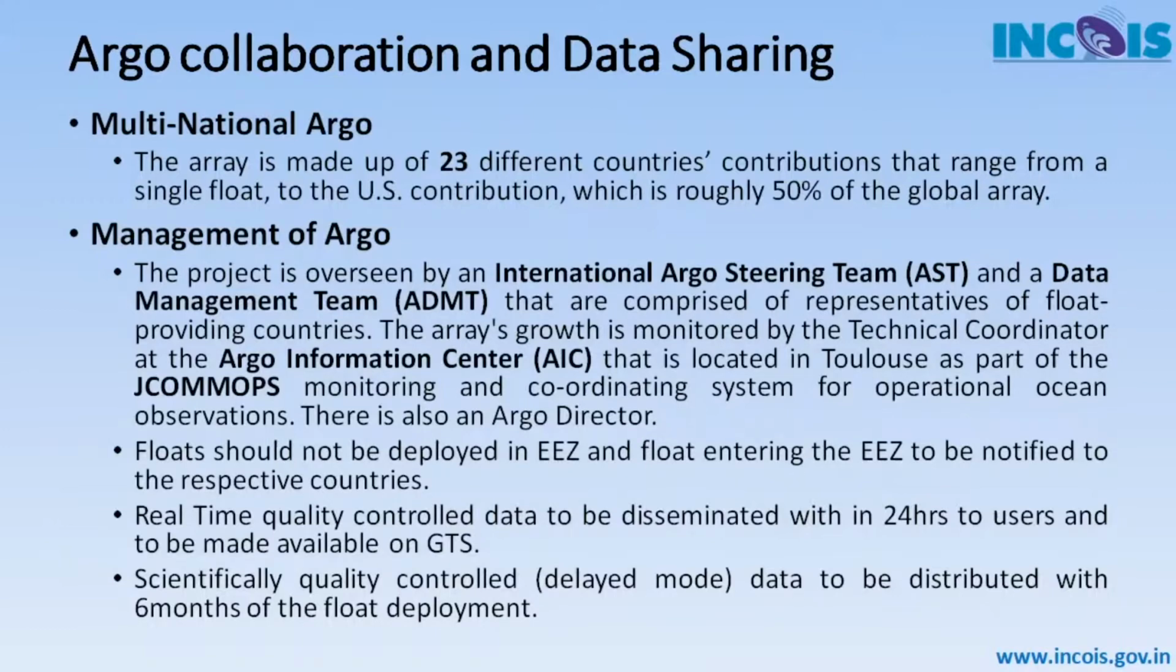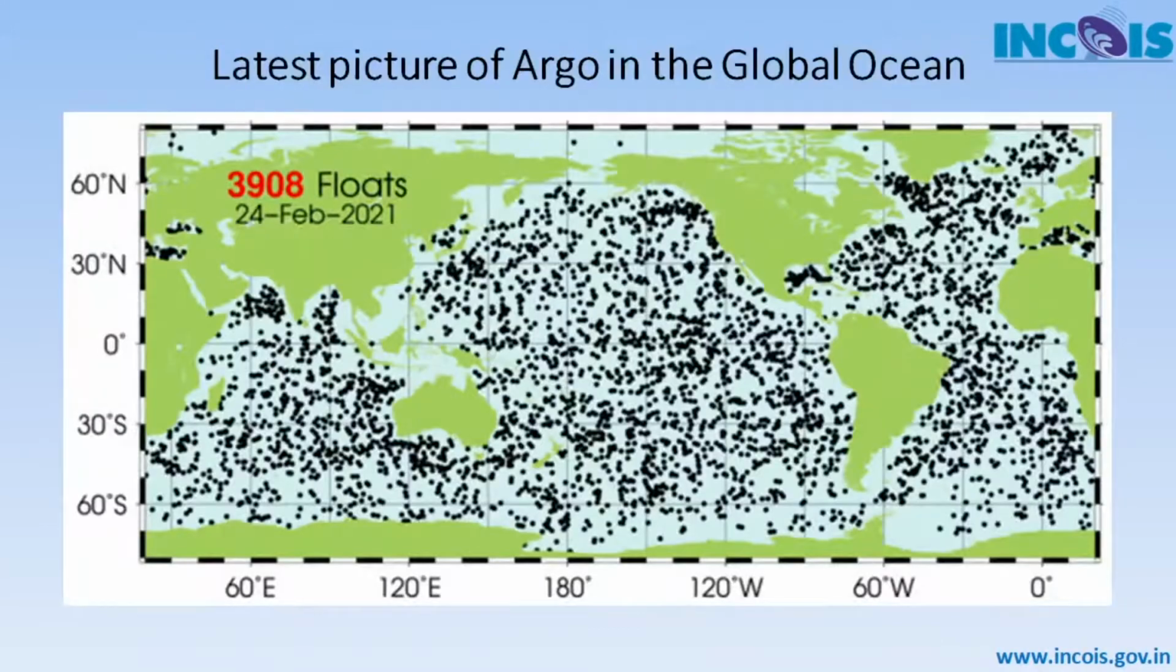There is another set of QC called delayed mode quality control, which is done once the float reaches something like 6 months or even 1 year. People cross-check to see if there is any degradation in the quality of the sensors and things like that, and then they start to correct those data and push the data back to the global data centers. This is called scientific quality control, delayed mode quality control data. So this is the collaboration and data sharing part of the Argo program.